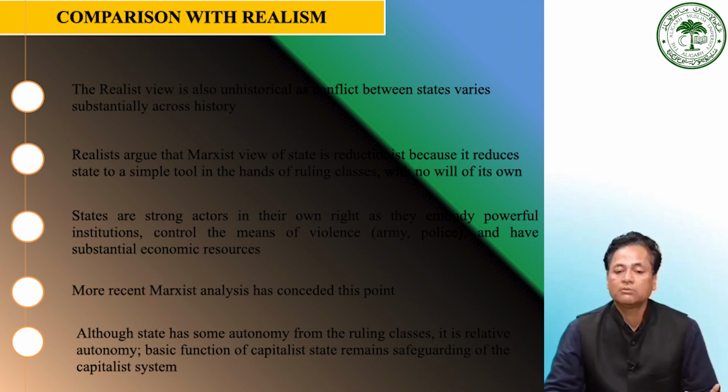The basic function of the capitalist state remains the same, that is safeguarding of the capitalist system, and most Marxists accept that although the state is not fully captured or fully used by the capitalists, it enjoys some relative autonomy. They all agree that this is a relative autonomy, but the basic function remains the same, and that is the safeguarding of the capitalist system.